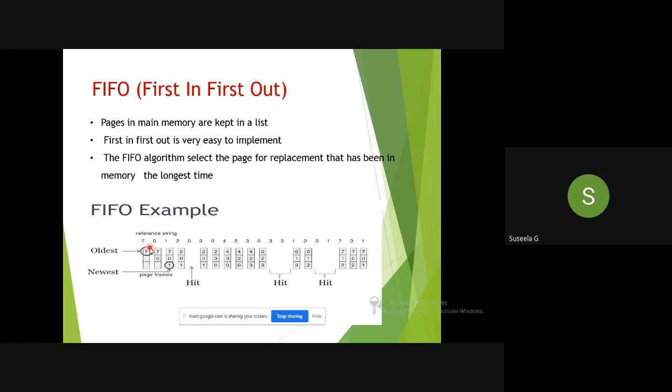See, look here. Initially, there is a reference string, suppose 7 0 1 2 0 3 0, like this. Some numbers are there, right? Are you able to hear me? These numbers are the memory pages or memory blocks being requested by the processor.